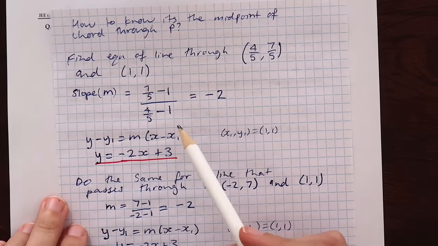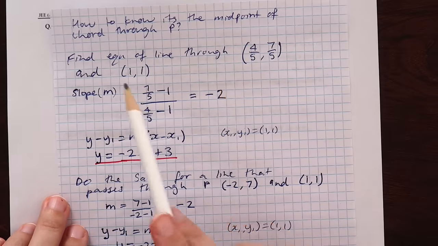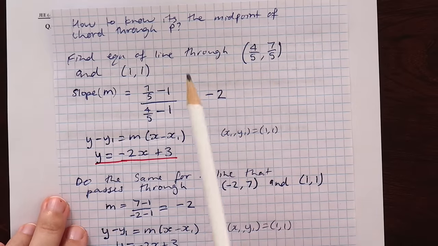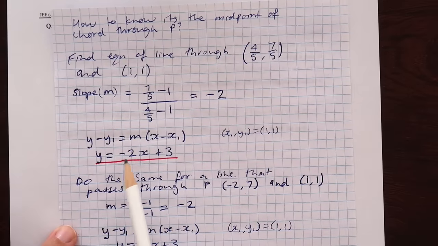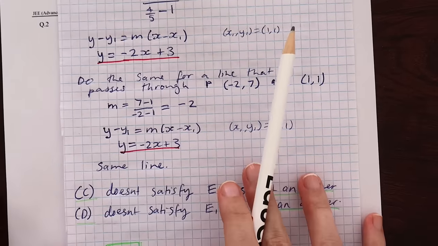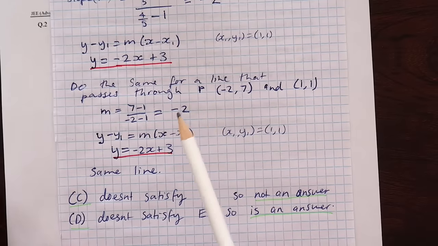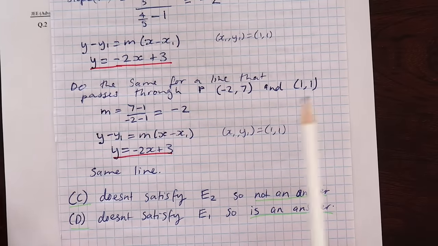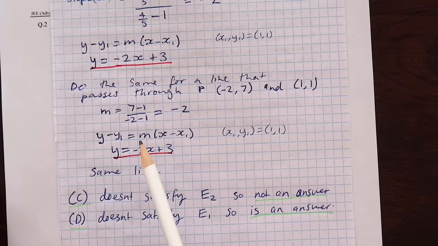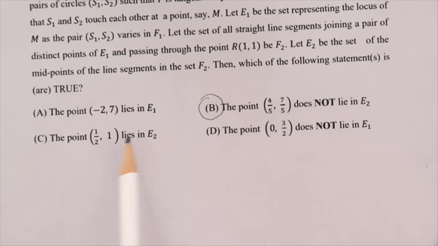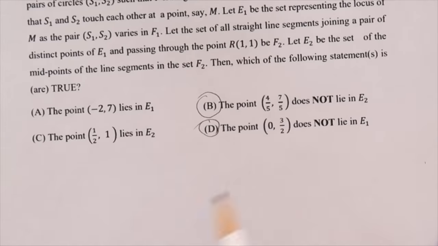This was my working to figure that out. I found the equation of a line through the point they gave you and (1, 1). That was the equation there. And then I found the equation of a line that would pass through P and (1, 1), and it was the same equation. For C, you can find that it is not an answer because this point does not satisfy the equation of E2. And for D, you will find that it is also an answer because this point does not satisfy the equation of E1.